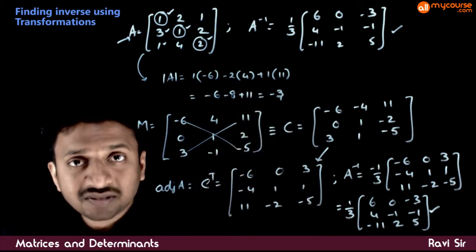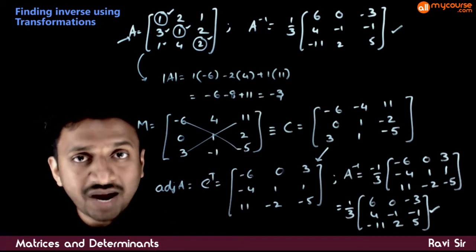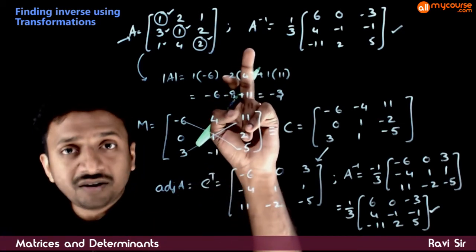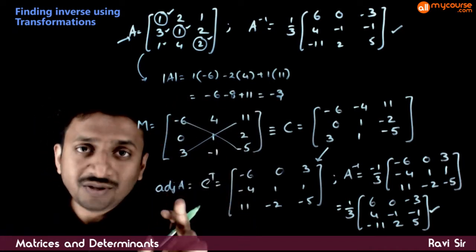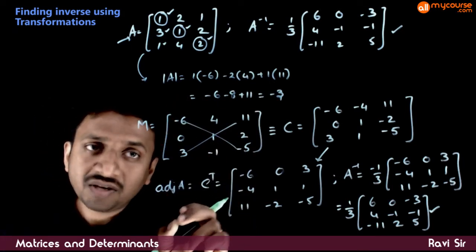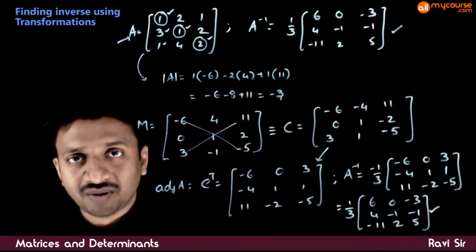So in the exams, if you are explicitly asked to find inverse using elementary transformations, you have to do the previous method. If you are just asked to find A inverse, this is a better, easier method.